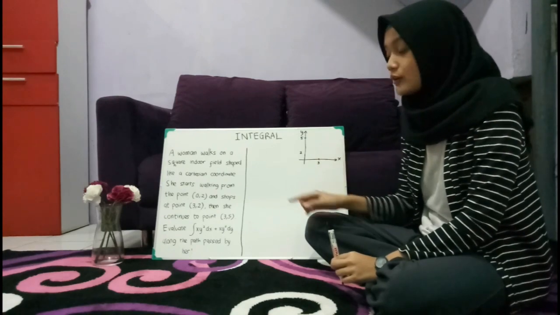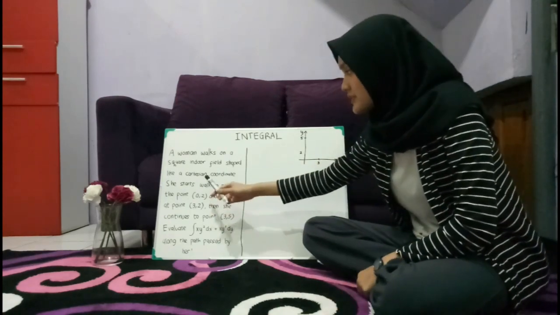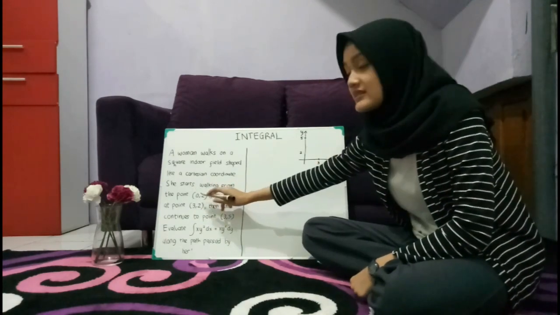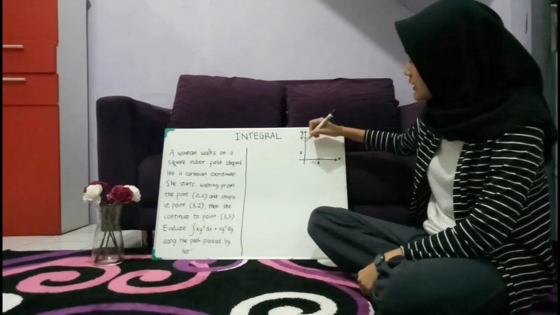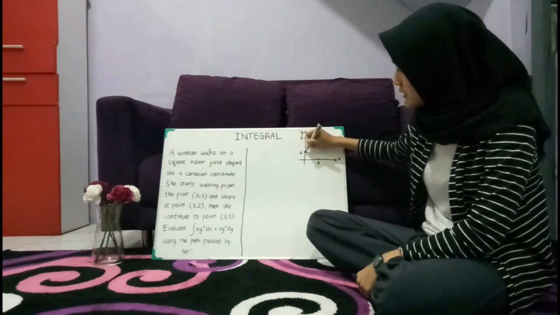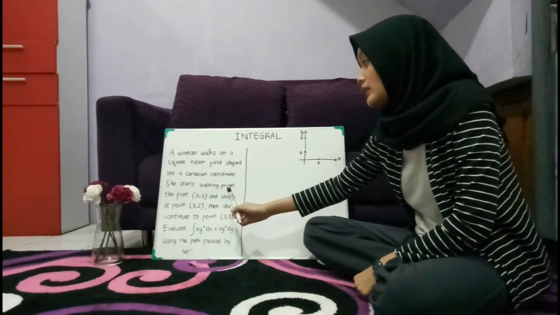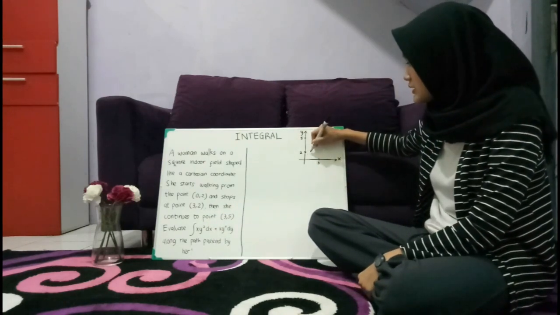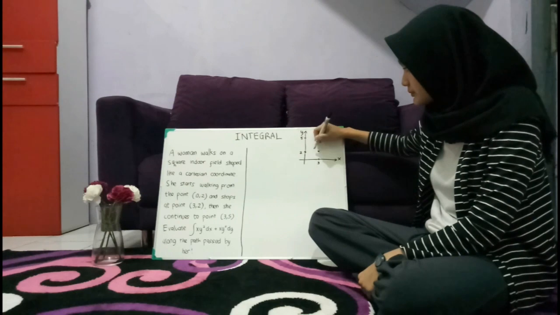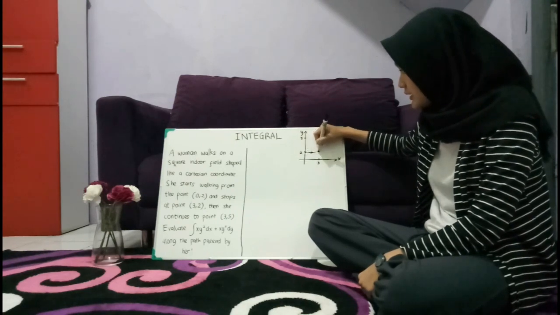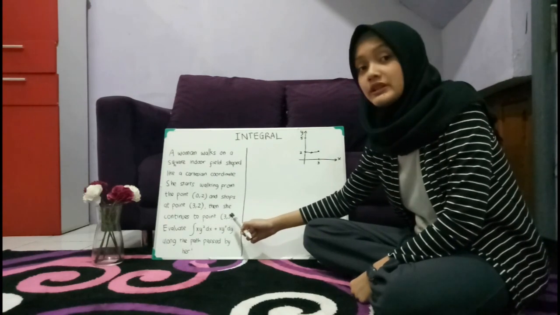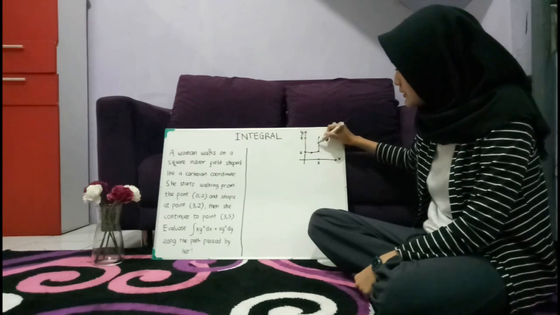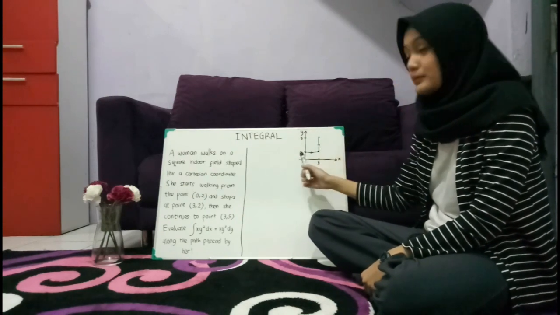First, she starts walking from the point (0,2), which means the x-axis is 0 and the y-axis is 2. So she's here. The first start is here. And then she stops at the point (3,2), which means she walks here and stops here. Then she continues to the point (3,5), which means here. So we get the path that was passed by her.